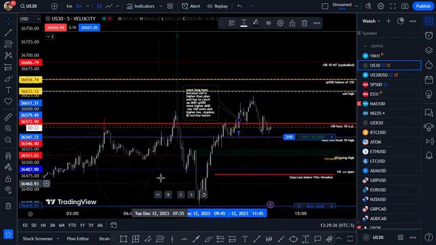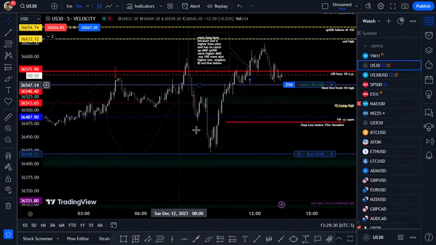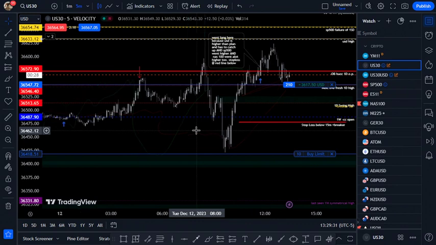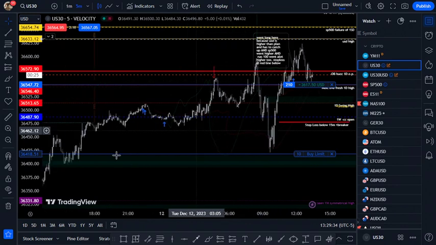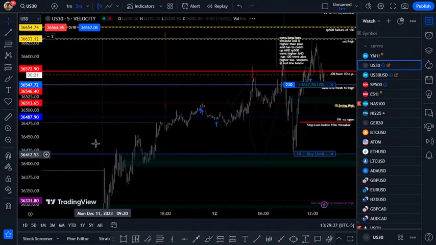Well, let me explain this down here. I put this buy limit a little bit too late. The reason is because this was a bullish breaker right here. Let me zoom in right here. This is a bullish breaker right here. Let me zoom into this area. So now I know.